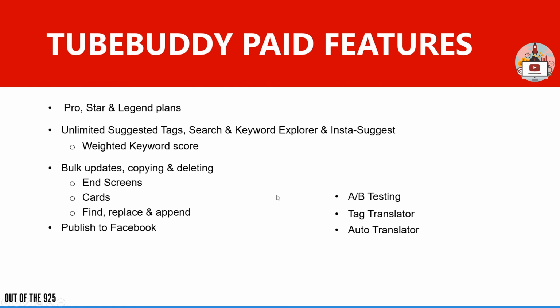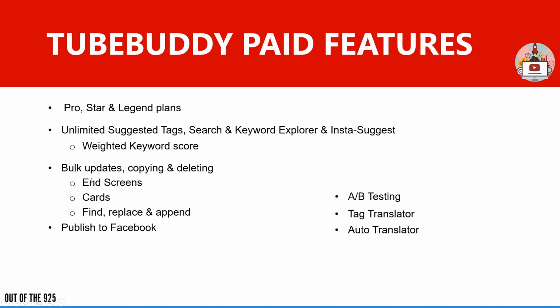And these are the basic features that I think are most worthwhile for these particular plans. So if you need more suggested tags, search or Keyword Explorer and the Insert Suggest tools, or the weighted keyword score, and you don't need updates, bulk updates, A/B testing or translating of your titles and descriptions, then the Pro plan is most likely best for you.